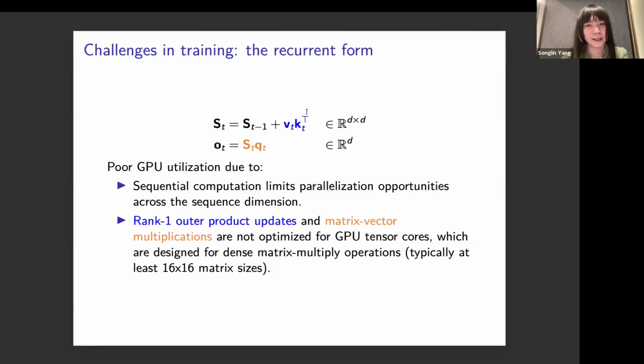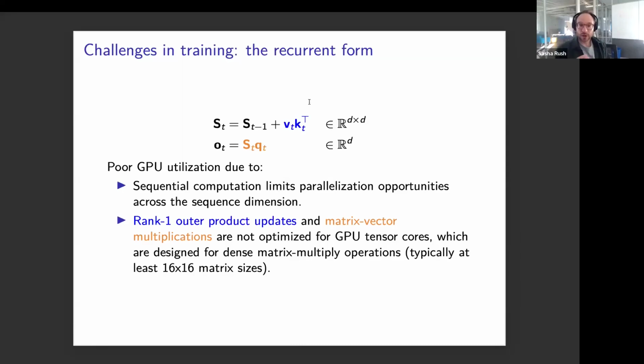Also, if we look at its update rule, what is colored in blue is a rank 1 update from the input, and what is colored in orange is a memory readout. It is a matrix-vector multiplication. So both operations are not amenable to GPU tensor core optimization. Tensor cores are specific computation units on GPUs used for accelerating half precision dense matrix multiplication operations. Typically the minimum size is like a 16 by 16 matrix.